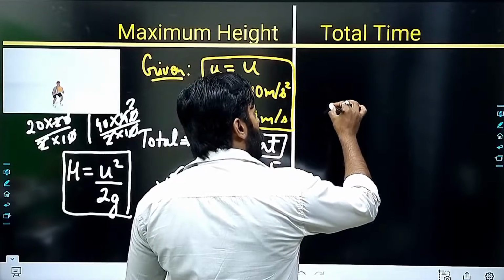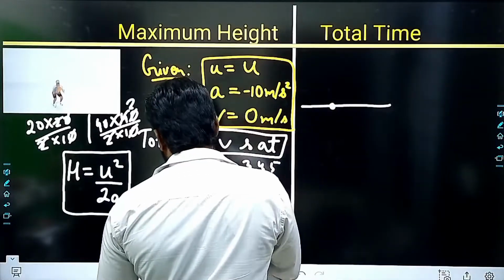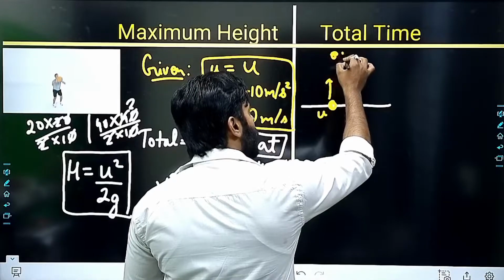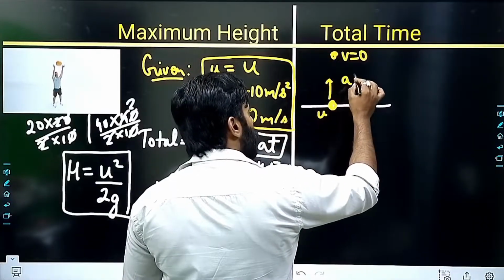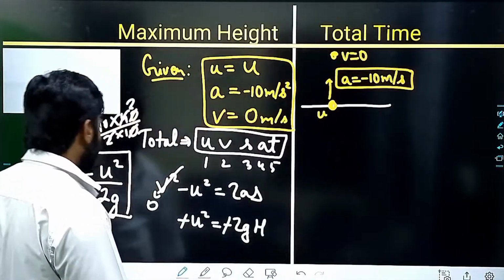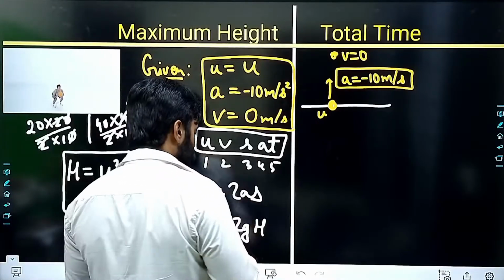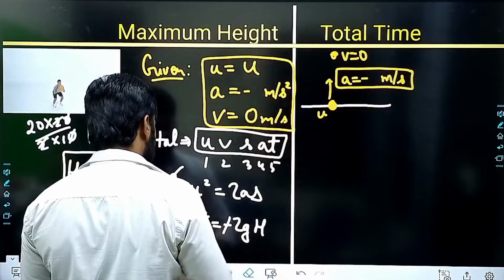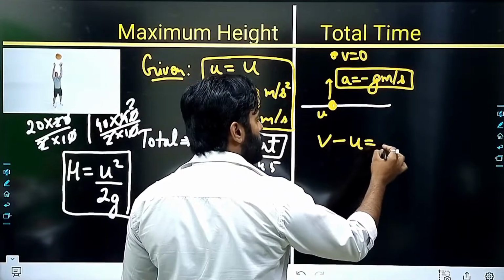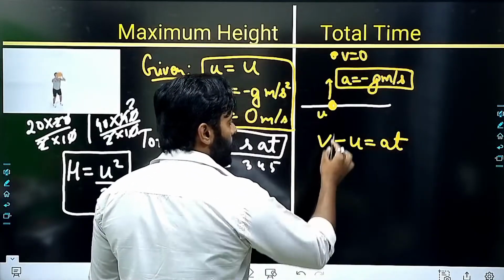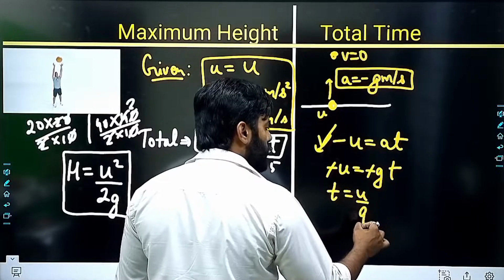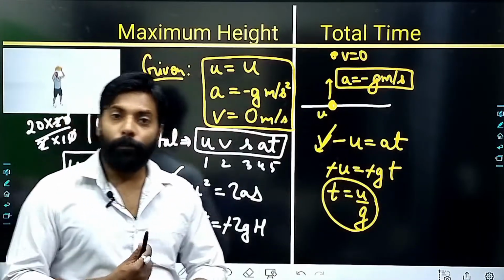If I separate this motion into two types of motion, first of all we are throwing this ball upward and it is getting velocity 0. It is continuously decelerated by acceleration equal to minus 10 meter per second square, or I can say acceleration is equal to minus g. Then you can use the equation v minus u is equals to at. Velocity is 0, minus u is equals to minus of gt. So time to reach the maximum height is u by g.